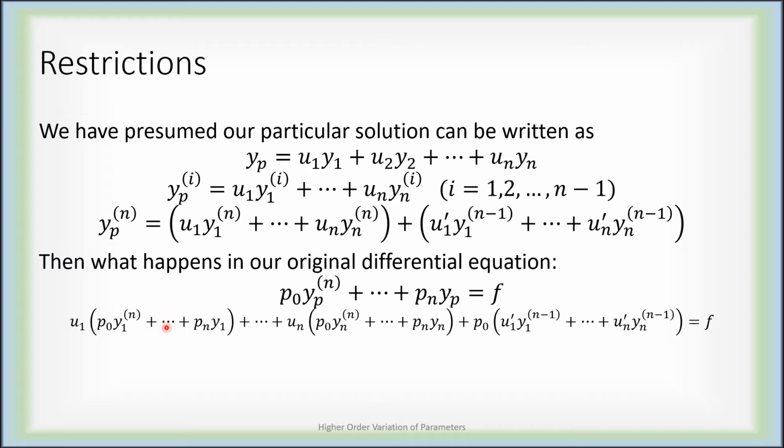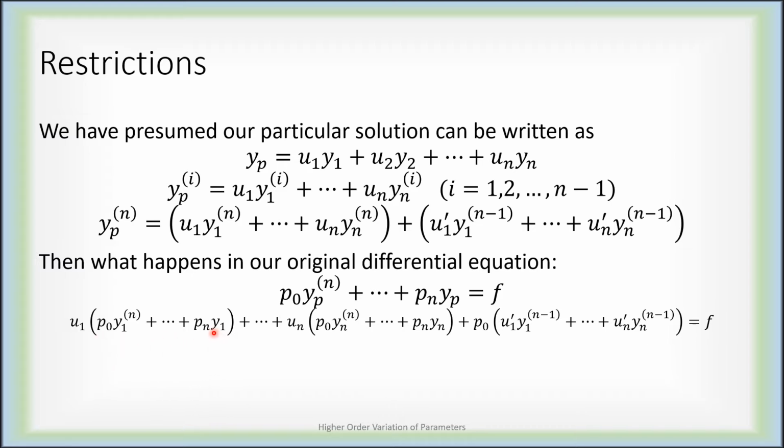of y1, p2 times the n minus 2 derivative of y1, all the way up until when i is equal to 1, we would have u1 times the first derivative of y1 times p sub n minus 1, and back here we would have u1 times y1 being multiplied by pn. So here are all of the terms that have a u1 in them.